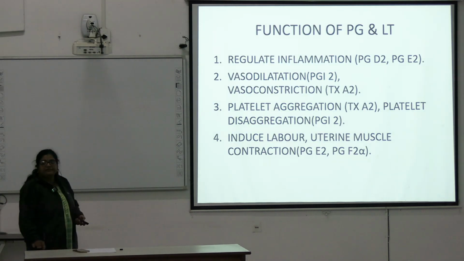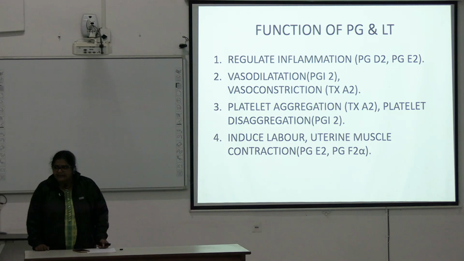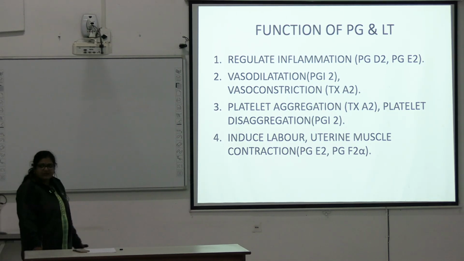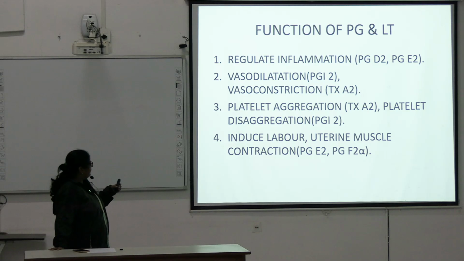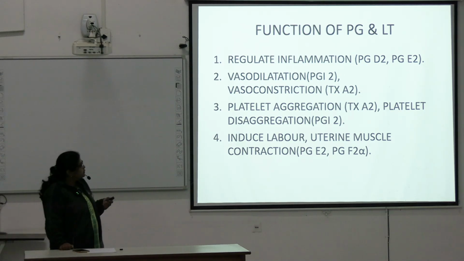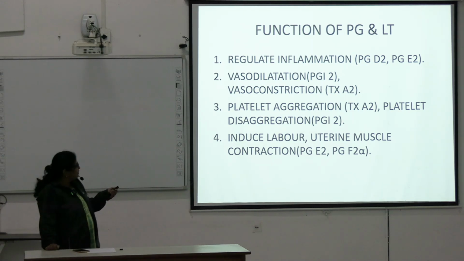Next, the functions of prostaglandins and leukotrienes, or the functions of eicosanoids. They regulate inflammation. Which prostaglandins help in inflammation? PGD2 and PGE2.